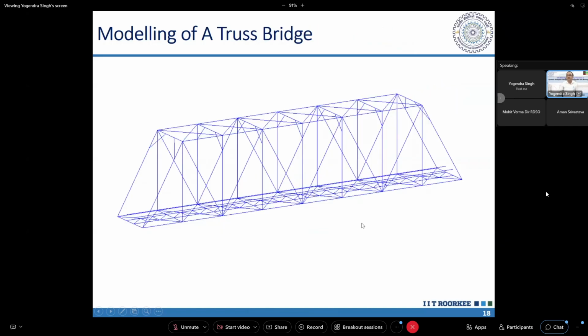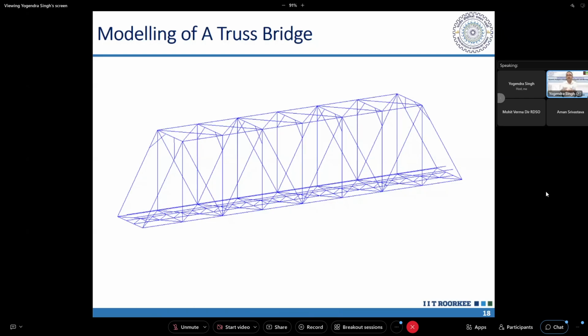Then this is a truss. In case of truss, this is the simplest structure and we can model using truss elements, but we have to take care of the connections between different elements. Two types of connections may be there in case of truss bridges. One is the simple connection.